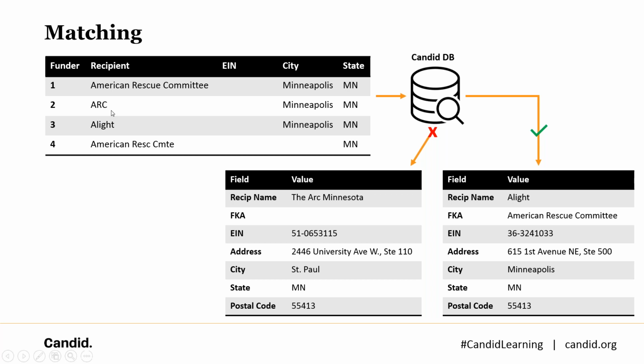One other thing is it's good to avoid acronyms, since those can be common across many organizations. And here I've just mocked up an example of how 4 different funders might have reported on a grant to Alight, formerly known as the American Rescue Committee. So that information would go to our database, and then our database would look at the information provided like name, EIN, and location to try to determine the best match.